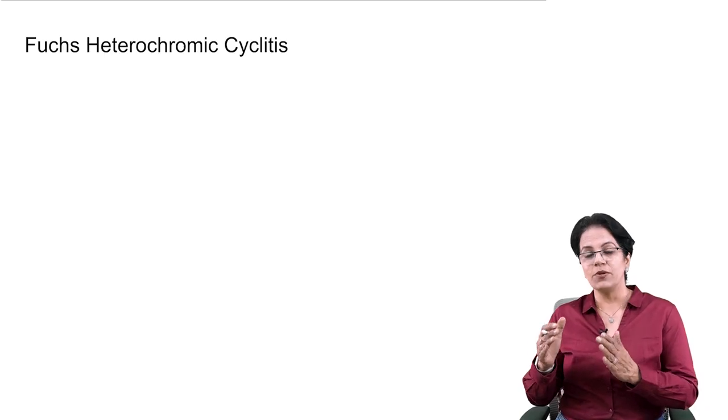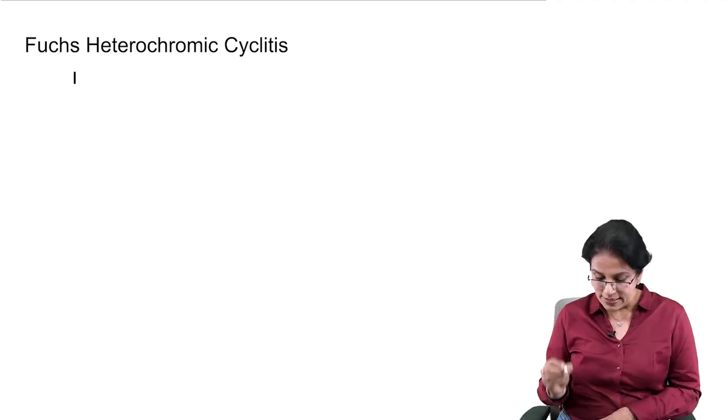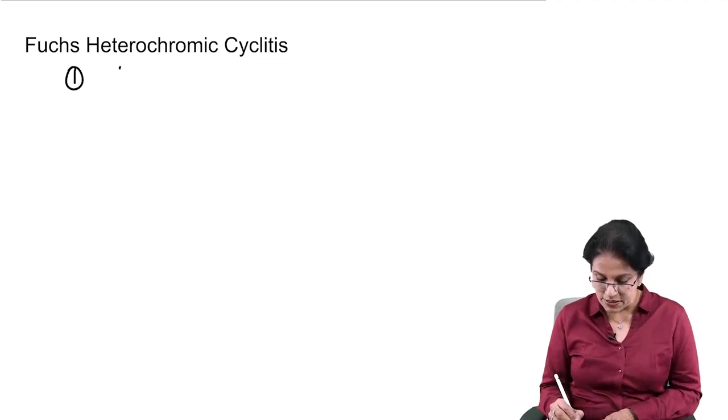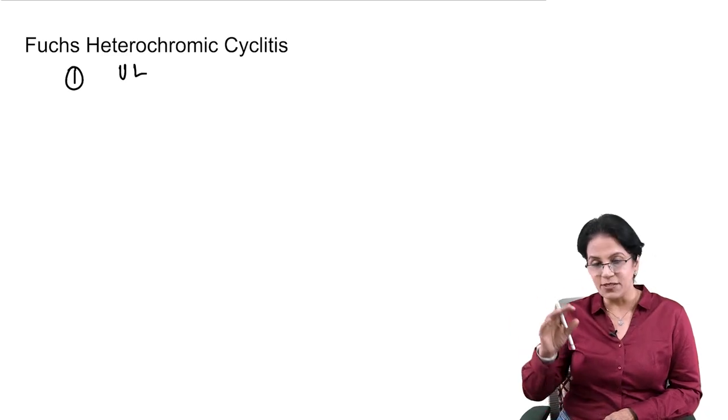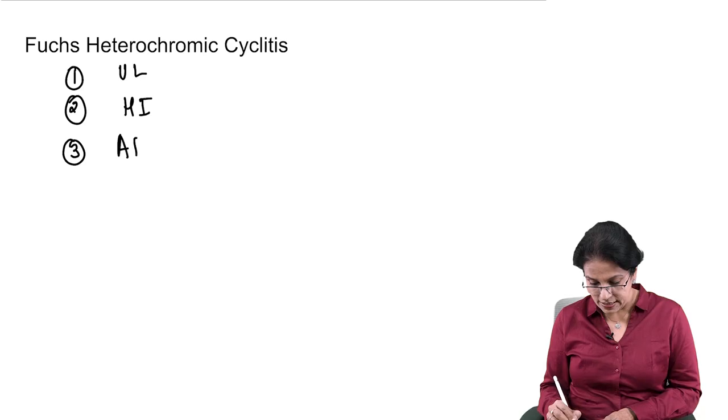Fuchs is a name. Heterochromic means difference of iris color. Okay, one by one, very important point. This is a unilateral condition. Then only you can get a heterochromia-itis. Heterochromic means there is heterochromia-itis. And what is important to know is this is mainly atypical anterior uveitis.